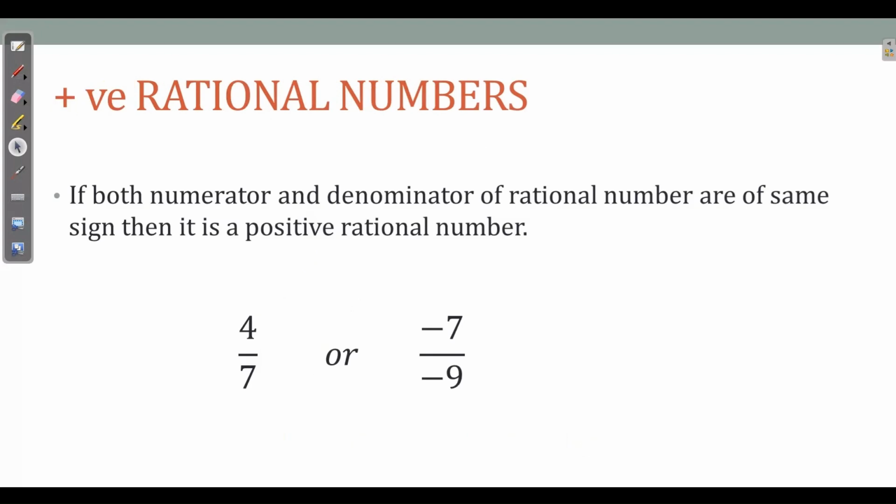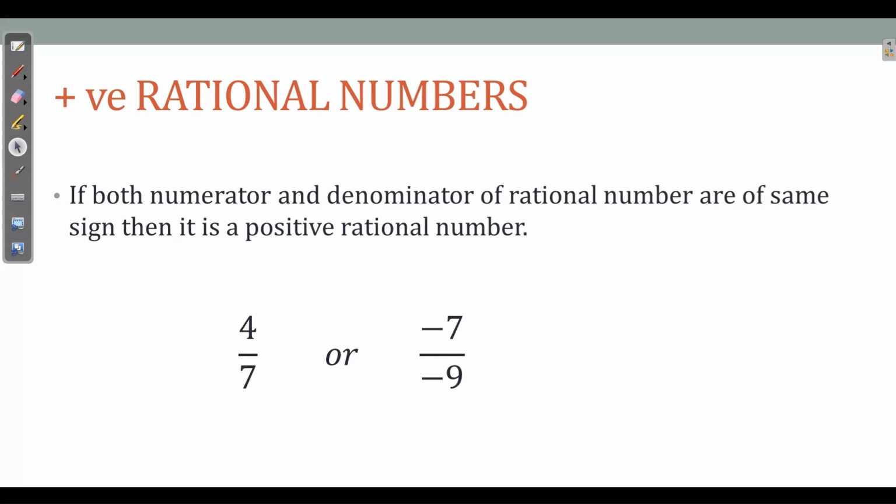Positive rational numbers means whenever the signs of the numerator and denominator are the same. In this case, if we see 4 by 7, 4 means it is just plus 4, and we write it directly as 4. So both the numerator and denominator have the same sign. In the second case also, minus 7 divided by minus 9, the numerator has a negative sign and the denominator has a negative sign. These two are considered positive numbers.